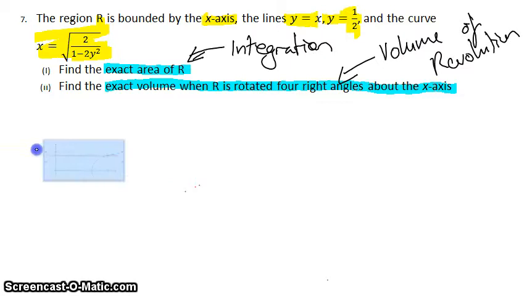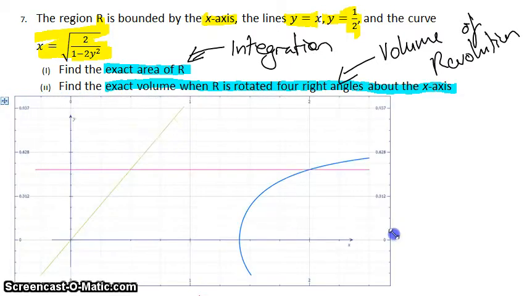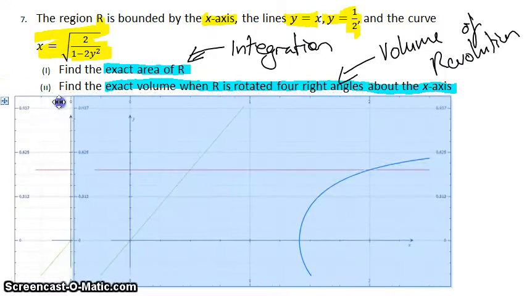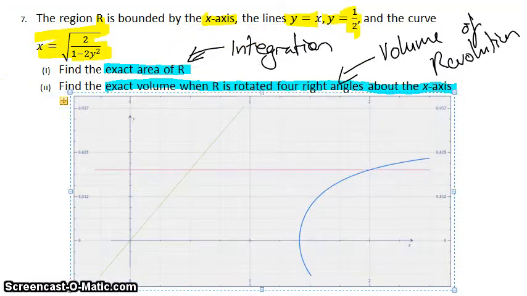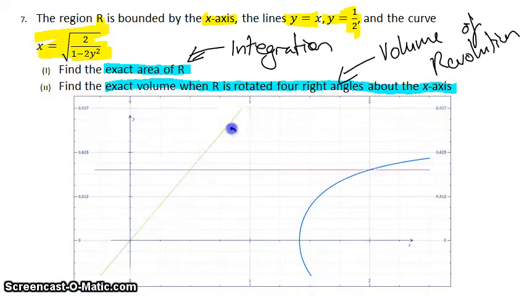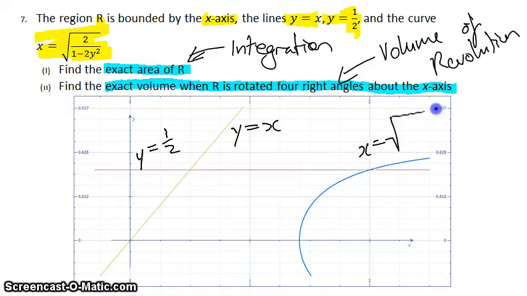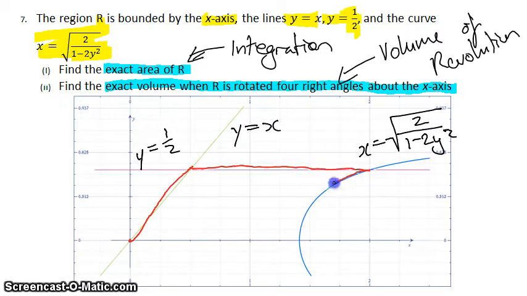So I've actually used the computer to sketch the curve, and this is what you get. So let's look at this. This line here, this is our y equals x graph. This horizontal one is y equals a half. And this curve here is x equals the square root of 2 divided by 1 take 2y squared. So the region we're talking about is the region bounded by these three, 1, 2, 3, and the x-axis. So this is our region R.